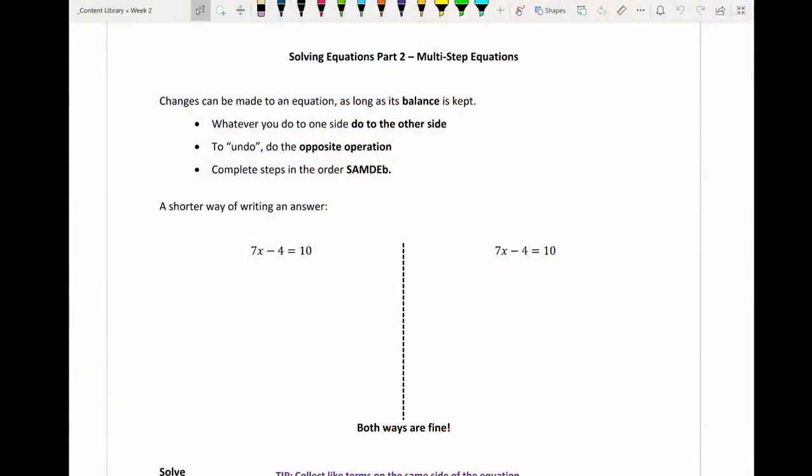In today's note, we're going to continue along with solving equations, and we're going to look at multi-step equations. So just to go over some of the things that we looked at with solving equations in general, in our past note, we looked at single step or one step and then two-step equations. So those basic ideas still carry over, and those are that changes can be made to an equation as long as its balance is kept.